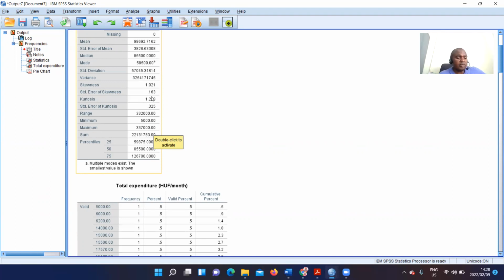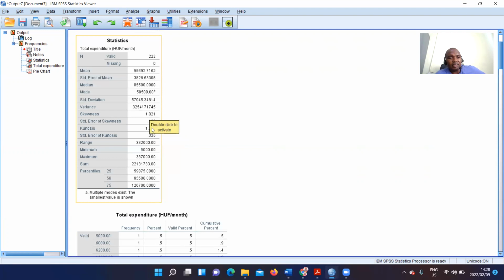If it is more or less like a normal distribution or a Student t distribution, we say it is mesokurtic. And if it has heavy tails and is pointed like a tall mountain, we say it is leptokurtic. So in this particular case, we are dealing with total expenditure, which is platykurtic.